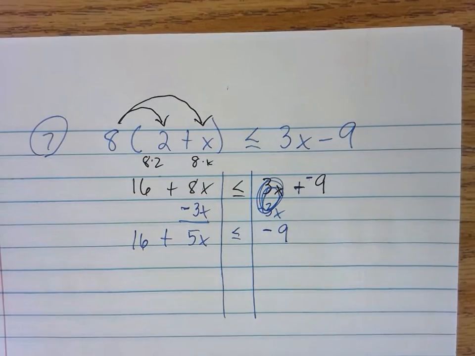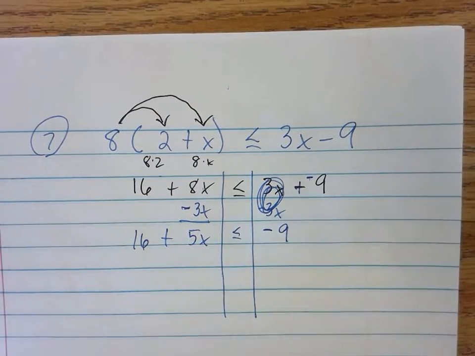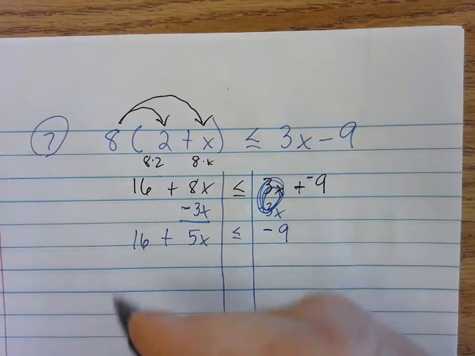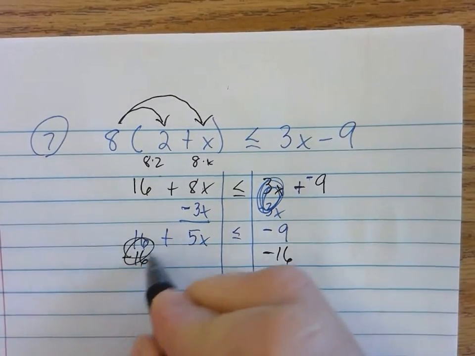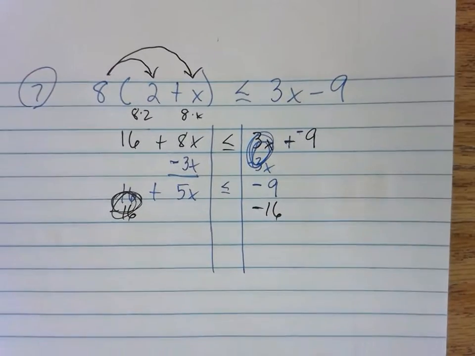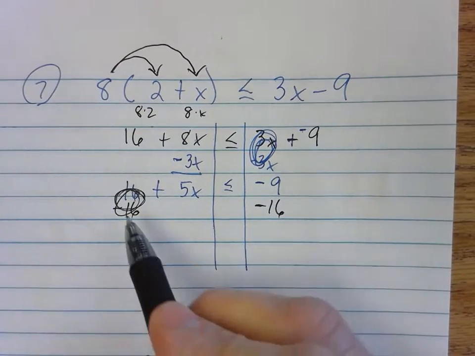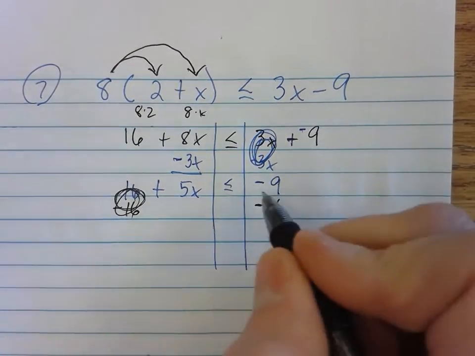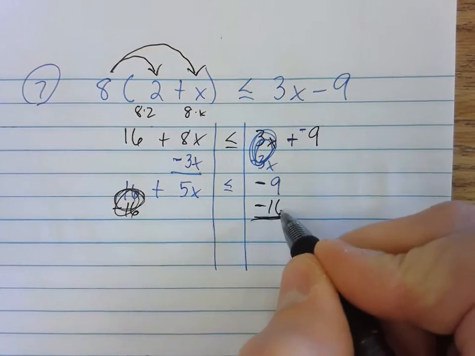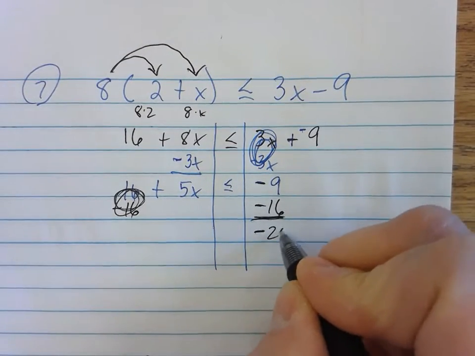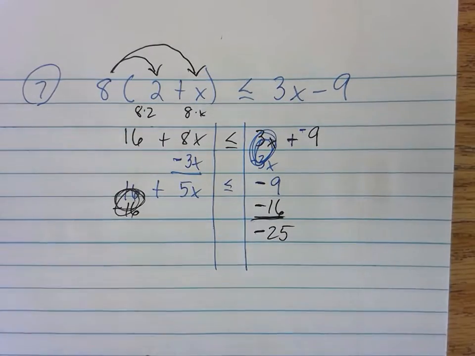Now I want to subtract 16 from both sides because that's my constant. Remember, you want to get rid of the constant first, so minus 16 and minus 16. Of course, those zero out, make a zero pair. Everybody see that okay? So 16's cancel out. Now I've got a negative 9 and a negative 16. Those are the same sign, so you just add them together, and that's negative 25.